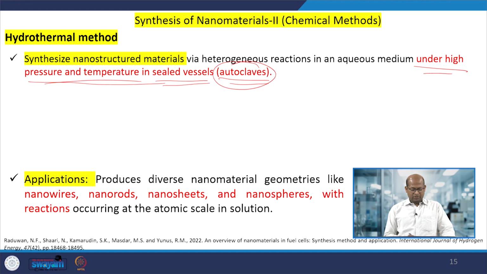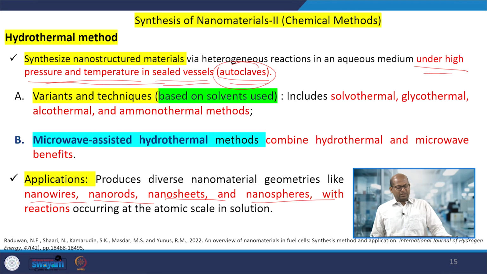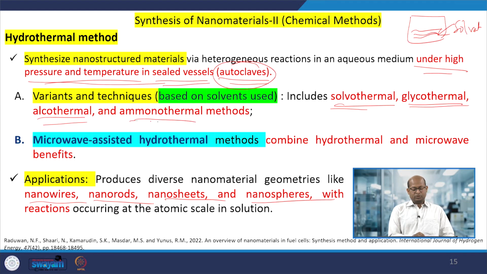In this case also, by using this particular hydrothermal synthesis, we can prepare nanowires, nanorods, nanosheets, nanospheres. Here, the precursors are taken in a sealed vessel, and different types of solvents we can use. Depending upon the solvent, it is called solvothermal, including glycothermal, alcothermal, ammonothermal. So, based on different solvents, these techniques are also categorized or named like this.